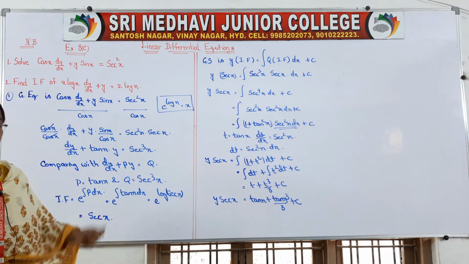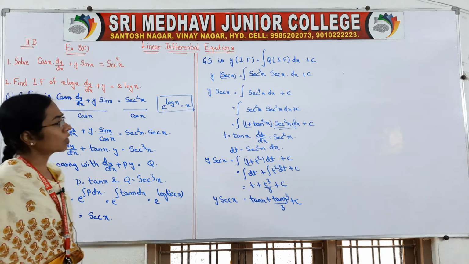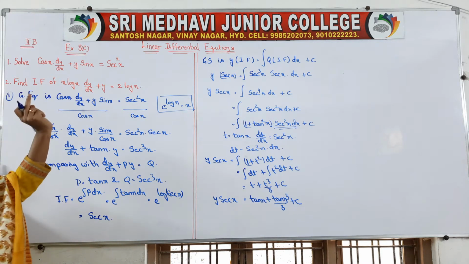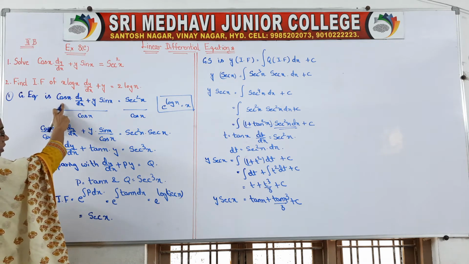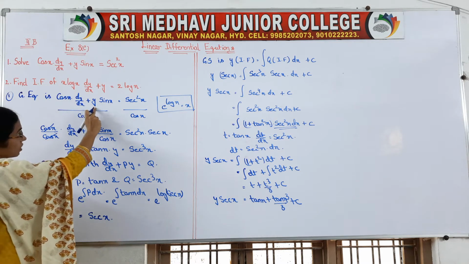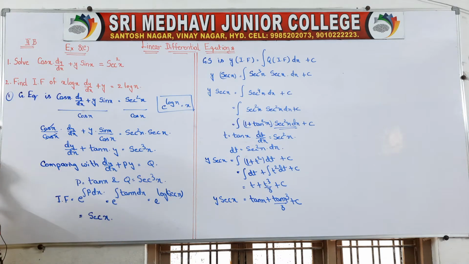What is this? The given equation is this one, right? Cos x into dy by dx plus y into sin x is equal to secant square x.